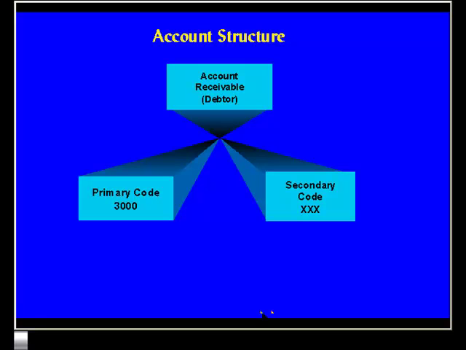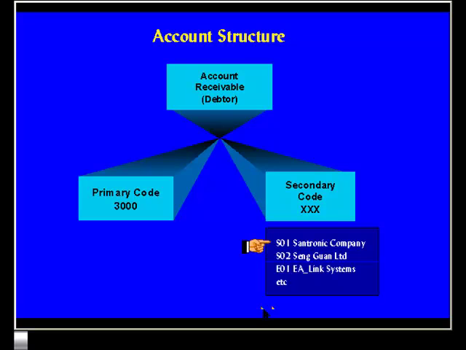Before setting up any account, you will need to decide on a numbering scheme for the secondary code. For the purpose of this tutorial, we'll use the first letter of the company, followed by a running count. For example, Centronic Company will have a secondary code of S01. Singwan Limited, because it starts with S as well, will have a code of S02, and Yearling Systems will have a code of E01.